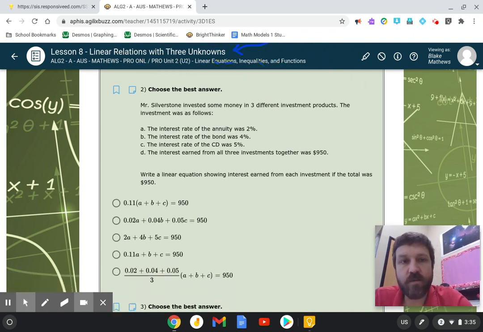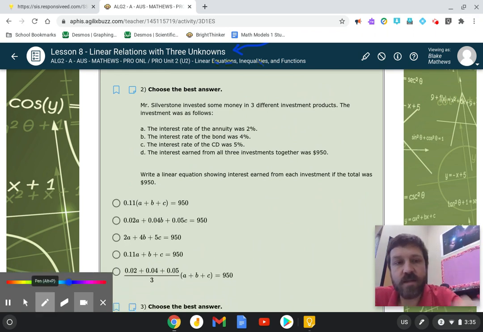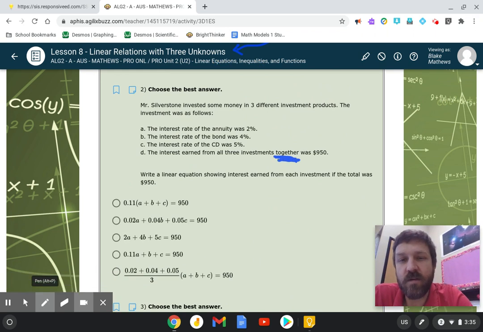Moving on, Mr. Silverstone invested some money in three different investment products. The investment was as follows. The interest rate of an annuity was 2%. The interest rate of a bond was 4%. The interest rate of a CD was 5%. The interest earned from all three together, keyword, was 950. Together is a keyword that says we're going to add up the three things from the previous part.